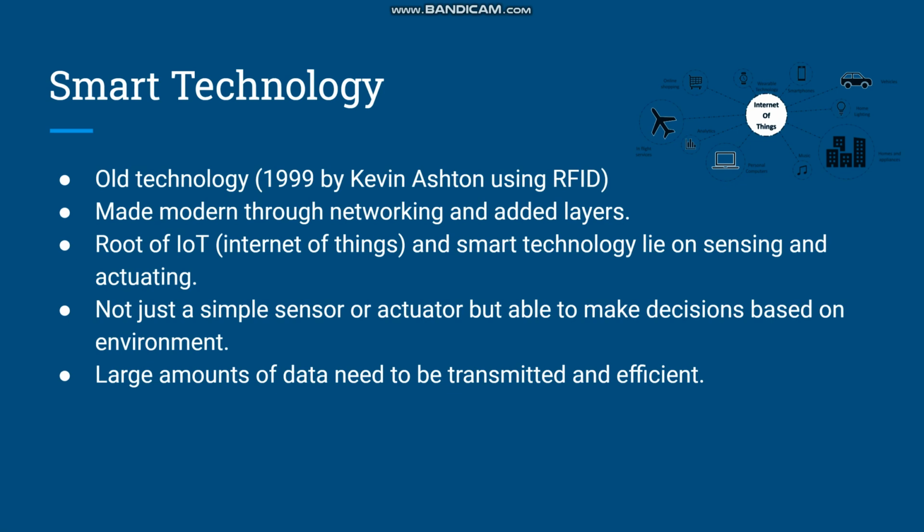Okay, so what is smart technology? Smart technology is actually nothing new. It was invented in 1999 by a scientist named Kevin Ashton when he tried to categorize different mass production devices utilizing RFID. This technology has seen a recent surge in recent years and was made modern through networking and added layers such as the connectivity and the network layer, which are the ones of interest when we're talking about antennas. The root of IoT, or the Internet of Things, and smart technology lie in sensing and actuating.